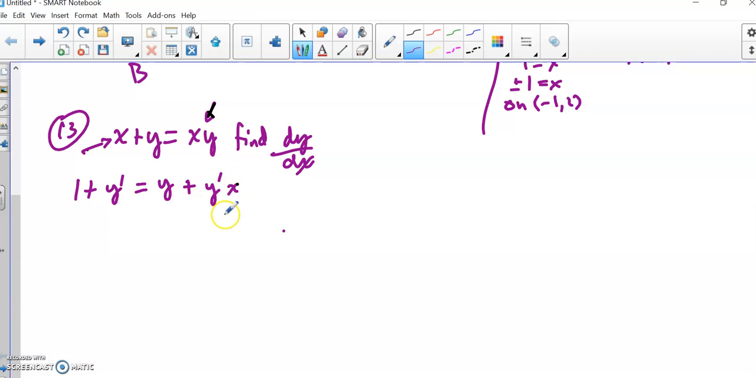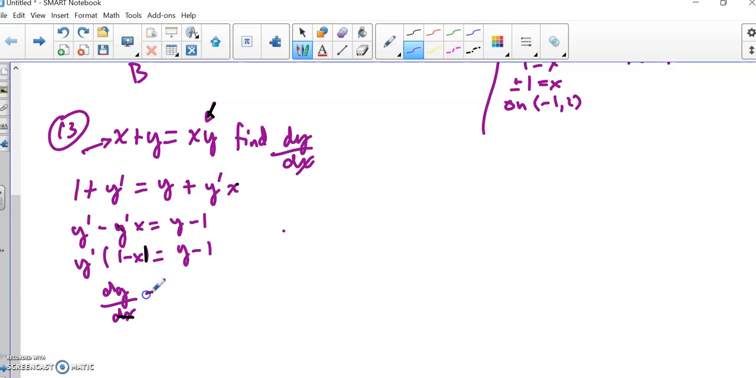Now I have to collect my y primes to one side and move everything else to the other side, so I get y prime minus y prime x equals y minus 1. Factoring out a y prime, I get y prime times 1 minus x equals y minus 1. So I get y prime, or dy dx, equals y minus 1 over 1 minus x.